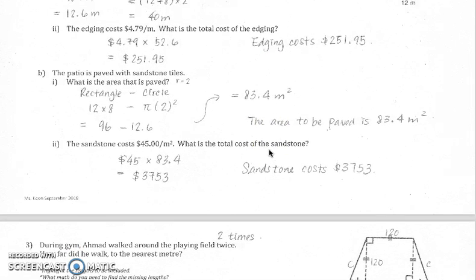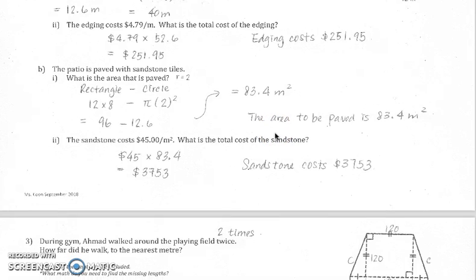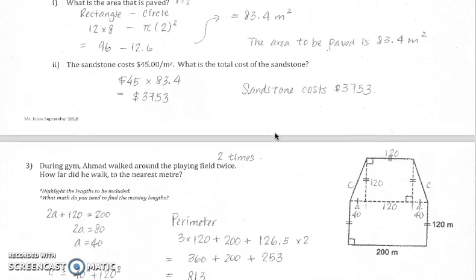Now, having our plan set out, we can say that the area of the rectangle is 12 times 8, length times width. And then we take away the area of a circle, knowing that the diameter is 4 meters. The radius must be half of that, which is 2 meters. So circle is pi times r squared, or pi times 2 squared. So we have 96 minus 12.6. It works out to 83.4 square meters. And the area to be paved is therefore 83.4 square meters.